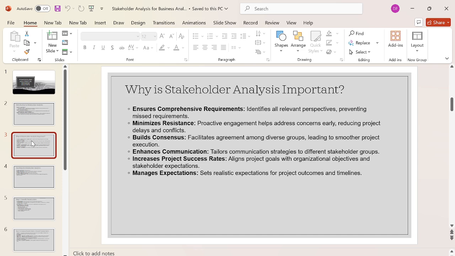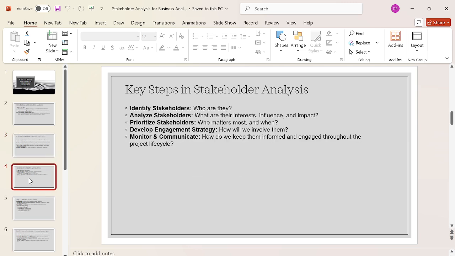And then manage the expectations: set realistic expectations of the project's outcome and timeline, how the project will be completed, and how much time each stage will require to complete. So let's move on to the next slide. While you are doing stakeholder analysis as a business analyst, you should follow these steps to do the stakeholder analysis appropriately, and these steps will help you do it in the perfect way.